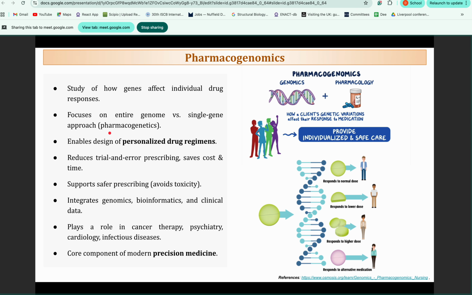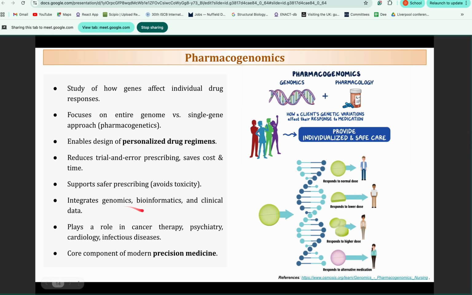There is another term known as pharmacogenetics. When we say genetics, we focus on a single individual gene. When we say genomics, we talk about the entire genome. It enables the design of a personalized drug regimen, and it reduces trial and error prescribing. It also saves cost and time, supports safer prescribing, and avoids toxicity, because as we have seen in the previous case, if there is a deficiency in a particular gene, then the drug can be toxic if it is given to those patients. So if we know the genetic makeup of that person, then we can avoid the toxic effect of the drugs.